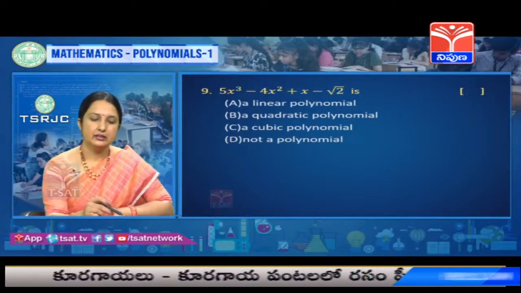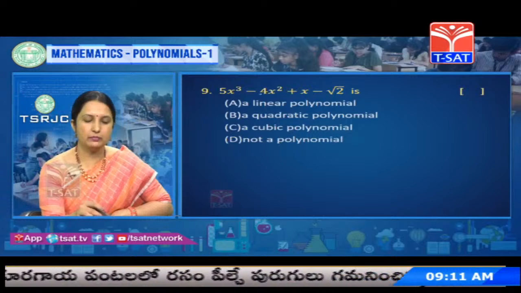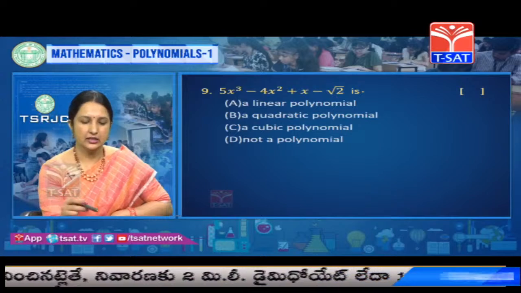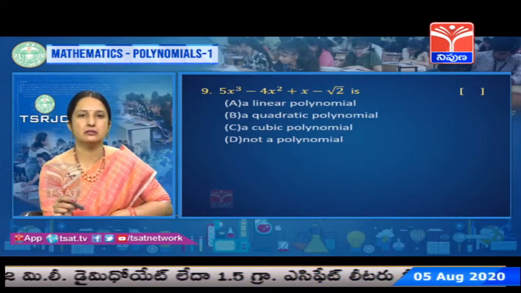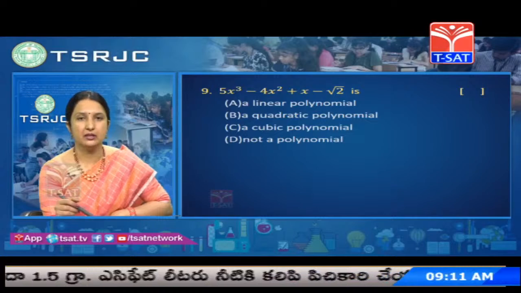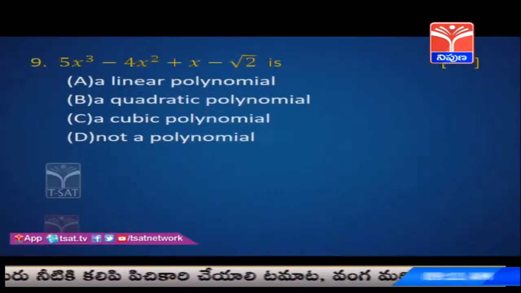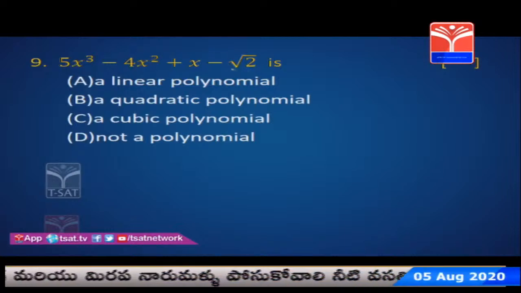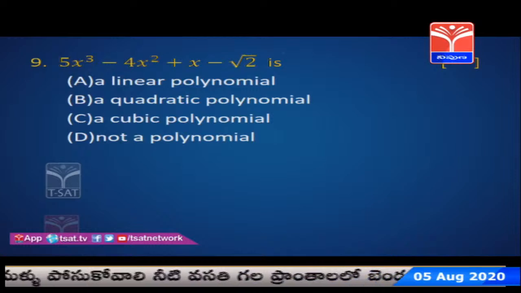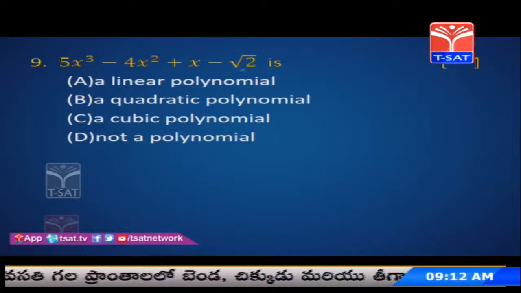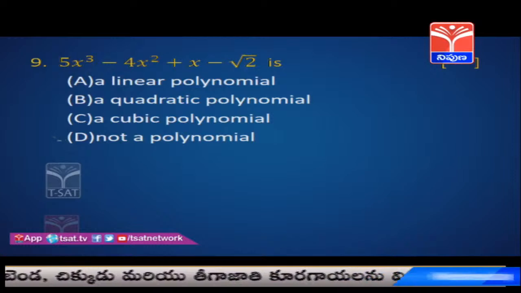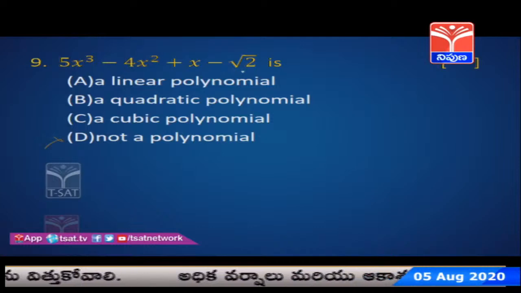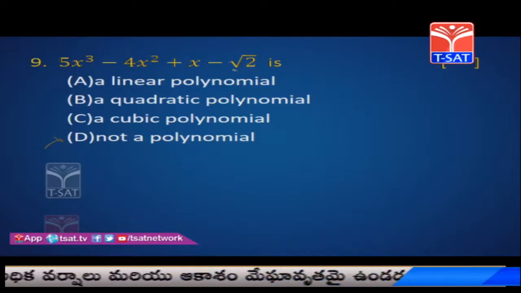Next, 9th question. 5x cube minus 4x square plus x minus root 2 is. This is which type of polynomial? Linear polynomial or quadratic polynomial or cubic polynomial or biquadratic polynomial, or it is not a polynomial. So, we have to see this. Root 2 is there. Root 2 is a constant term. The coefficients should be real numbers. You should not select that it is not a polynomial, because rational and irrational numbers come under the real numbers.